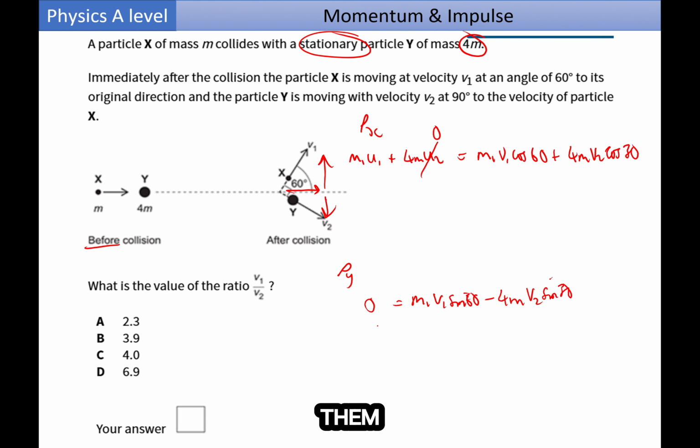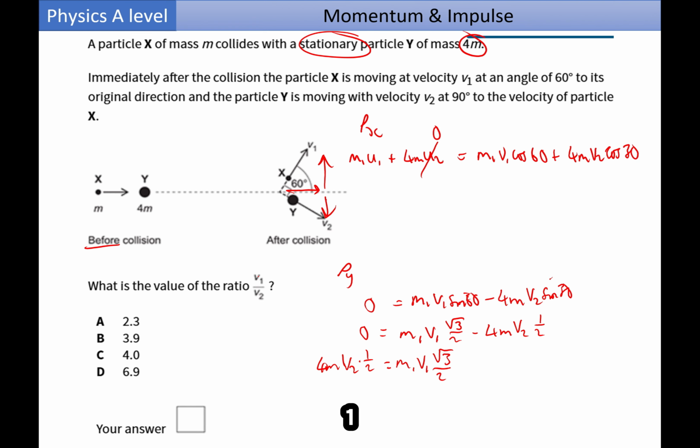Let's put some numbers in then. So we've got m1 v1. We know sine of 60 is simply root 3 over 2. And we know sine of 30 is just a half. We'll take 4m v2 a half to the other side. So we've got 4m v2 times a half equals m1 v1 root 3 over 2.